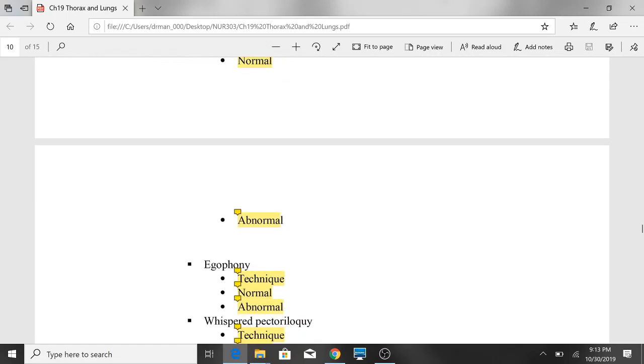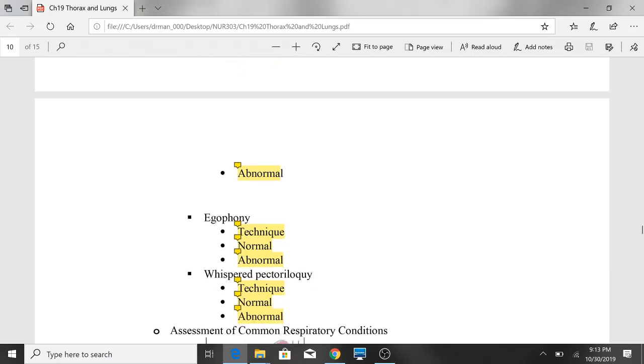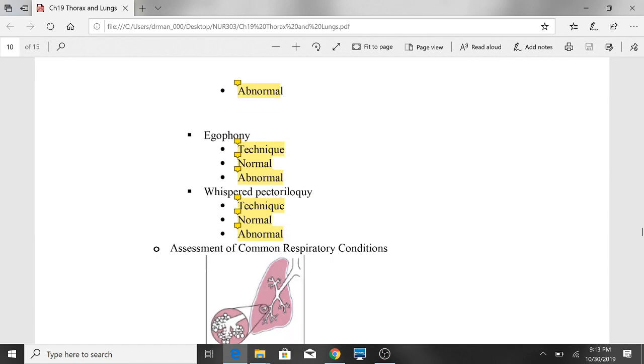Egophony technique: you're going to listen just like you do, but you have them say the E sound. Normally you want to hear E, but if you hear A, it's abnormal. And whispered pectoriloquy: do the same thing, but you have the person whisper 1, 2, 3, 1, 2, 3 over and over again. Normally you do not really understand it, and it's abnormal if you can.